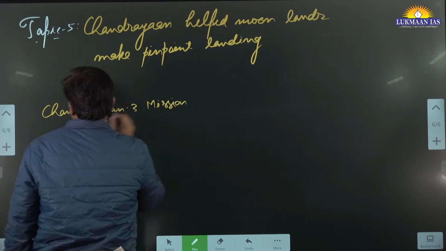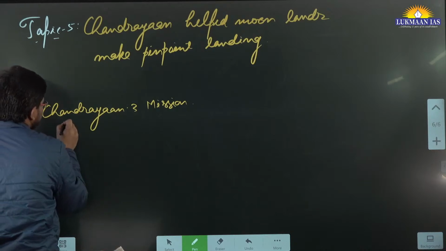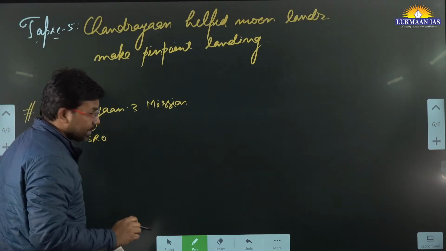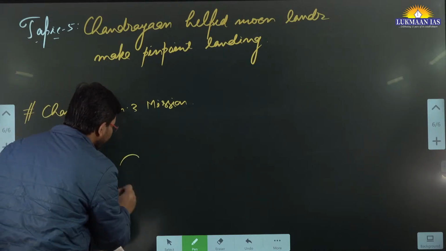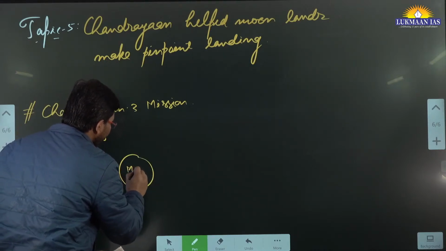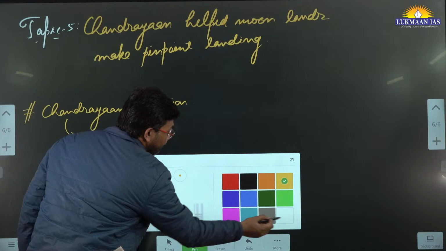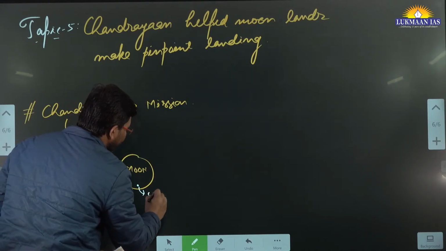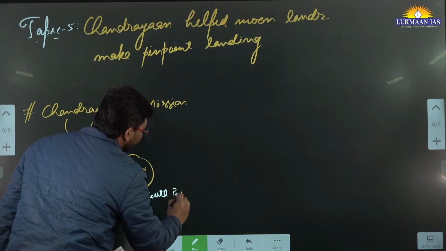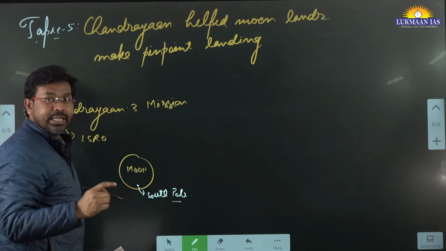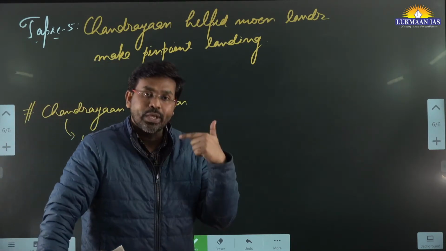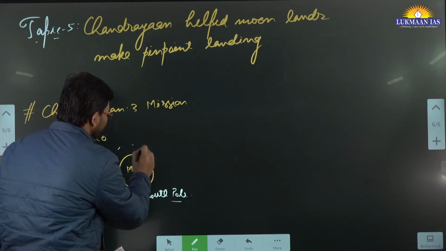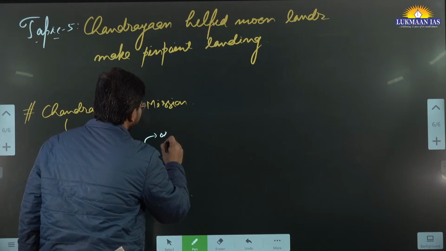This Chandrayaan 3 mission is of the Indian Space Research Organization. ISRO has launched Chandrayaan 3. Let's say this is the moon. We have made a soft landing of Chandrayaan 3 on the south pole of the moon, right? As part of the Chandrayaan mission, we had a lander, we have a rover, and we also have an orbiter module.